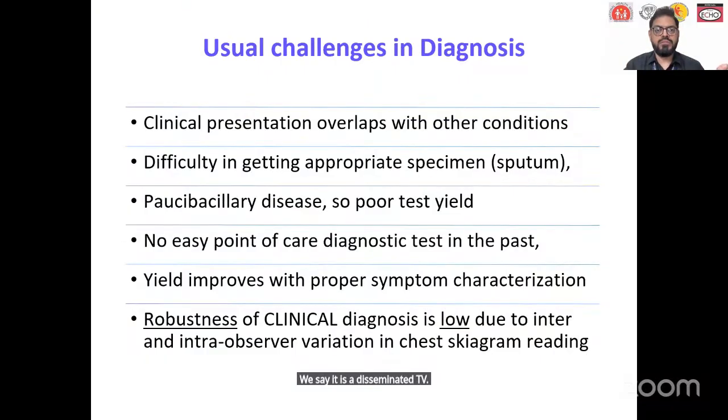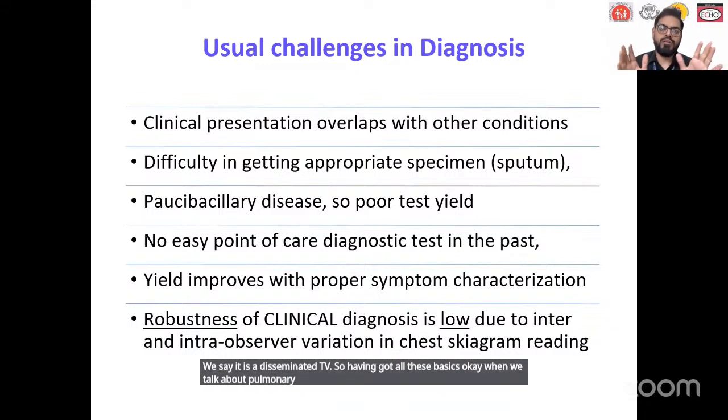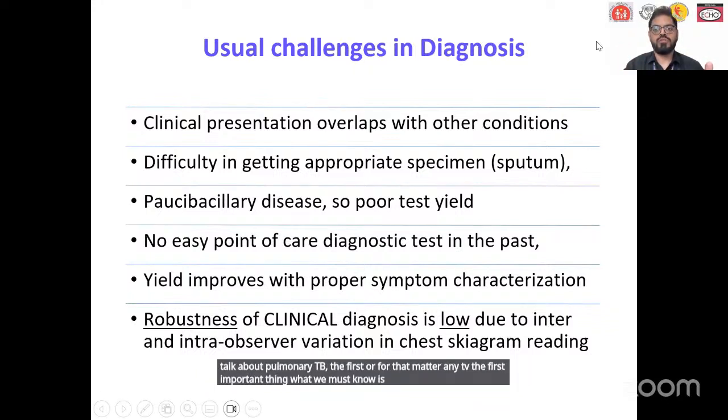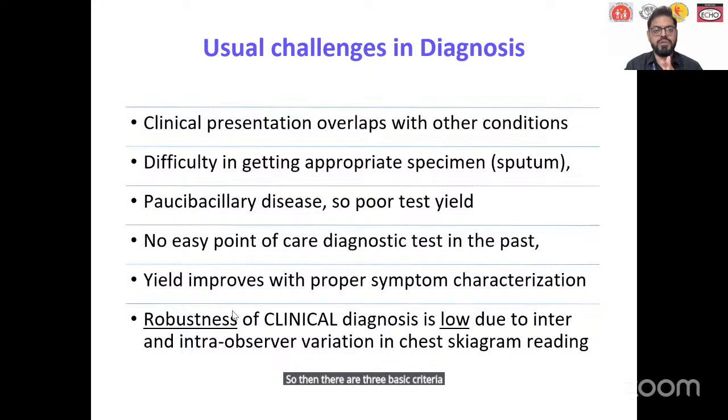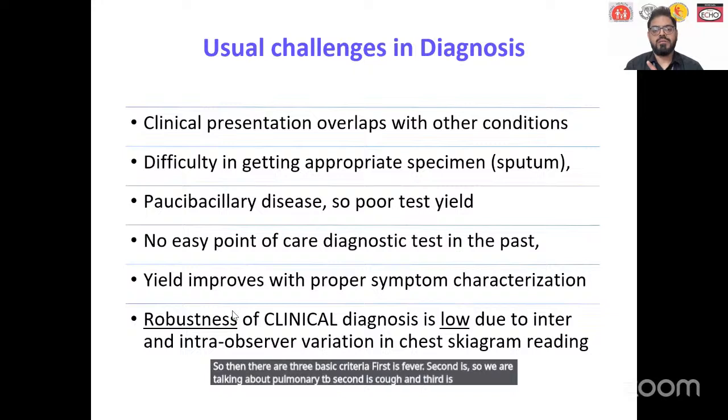So having got all these basics, when we talk about pulmonary TB, or for that matter any TB, the first important thing we must know is when do we suspect tuberculosis in any patient who walks to us. Management starts with diagnosis, and diagnosis starts with how we pick up the cases. So when any patient is brought to our OPD, when do we suspect tuberculosis? There are three basic criteria. First is fever, second is cough, and third is failure to thrive or weight loss. Each of these symptoms has its own significance.